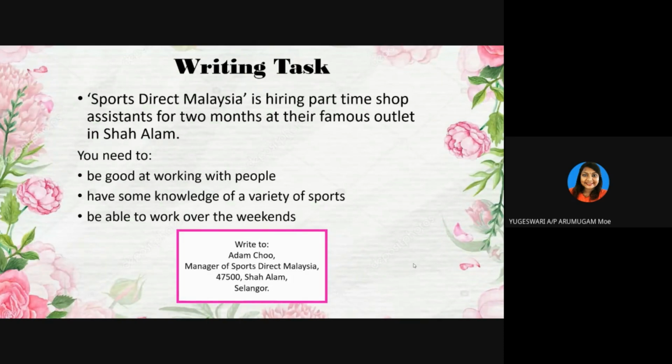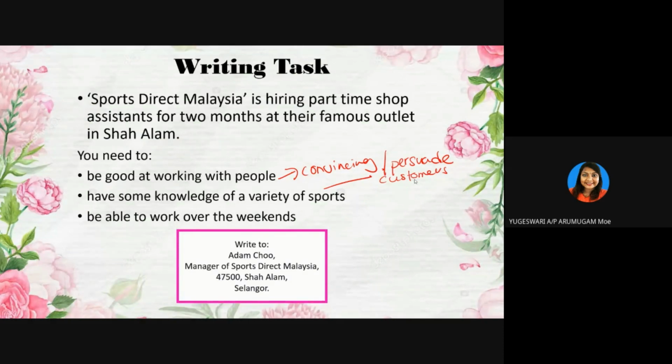So what you need to do, you need to be good at working with people. Of course, when you're a shop assistant, you must be very convincing. I'll just add on here. Yes, so you have to be very convincing. You can't just let people come and go. If you see some of the shops, they love to convince and persuade the customers. Sometimes you just go there for window shopping, but then you end up buying. Why? Because the shop assistant is so convincing. So you have to be good at working with people. You have to deal with customers, your manager, and also other people.